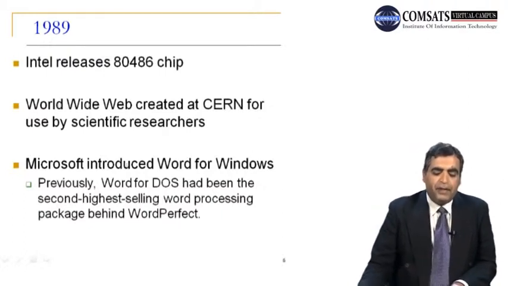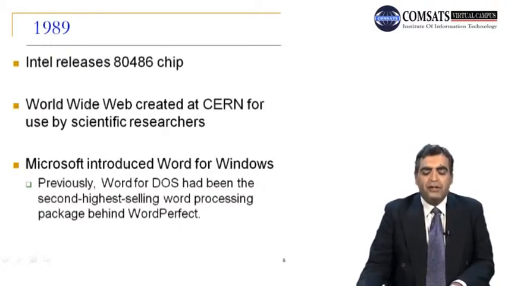In the same year, Microsoft introduces Microsoft Word for Windows. Word is basically a word processing tool. Previously, Word for DOS had been the second highest selling word processing package behind WordPerfect. So after a few years, Word for Windows surpassed WordPerfect, and it took the lead in the market.